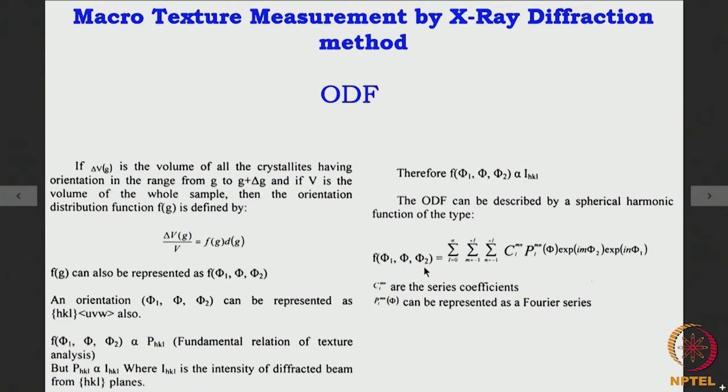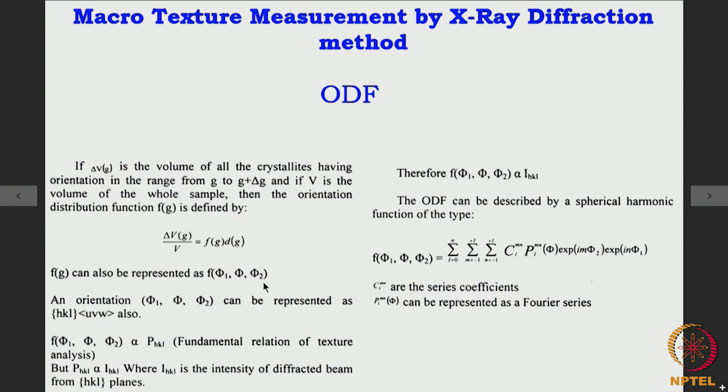Okay. So, if delta V_g is the volume of all the crystallites having orientation in the range from g to g plus delta g, and if V is the volume of the whole sample, then the orientation distribution function is defined by this. So, this is the orientation distribution function, delta V_g by V, we write it as f(g) dg. Okay. Now, this g, the orientation, can be represented as f(phi 1, phi, phi 2).